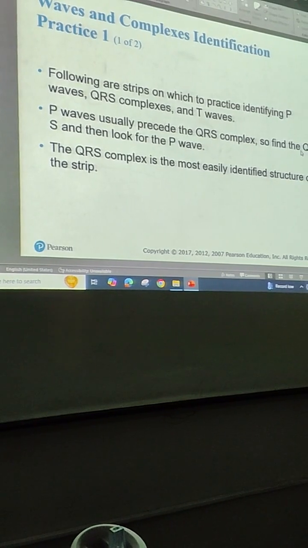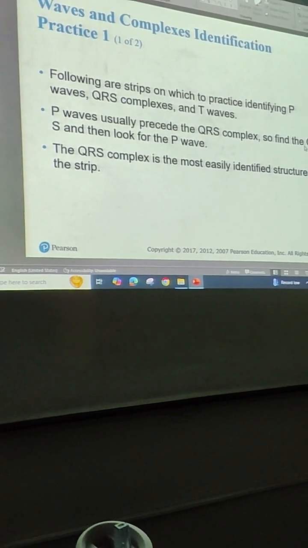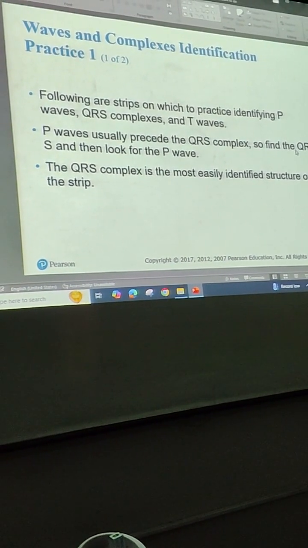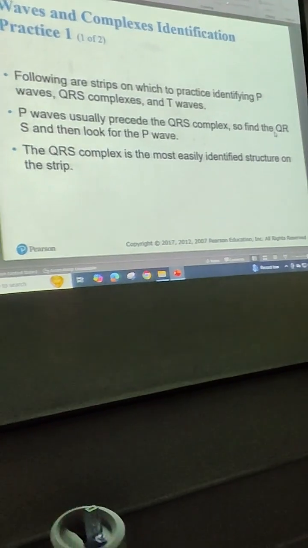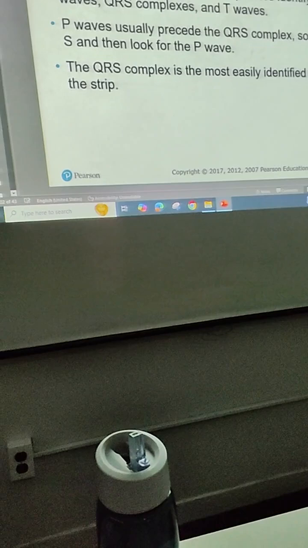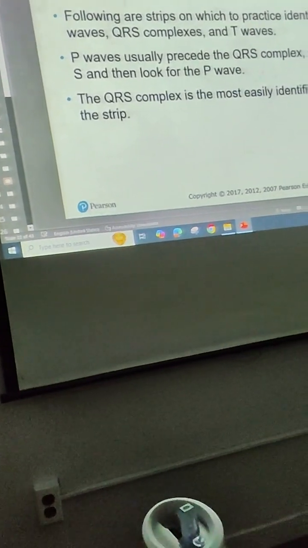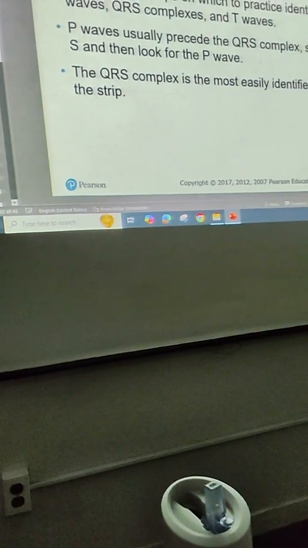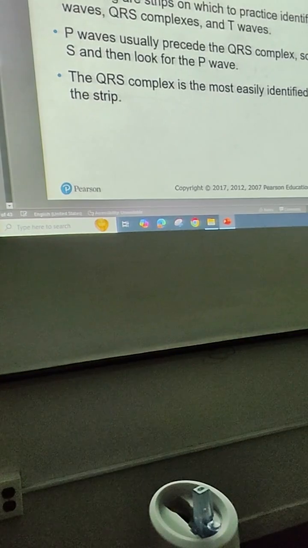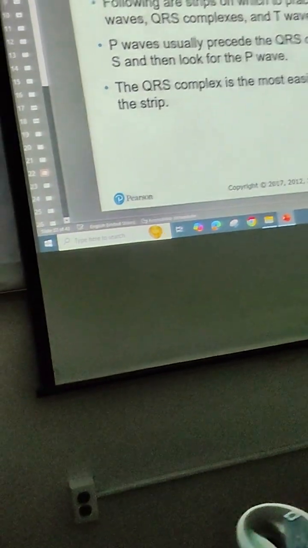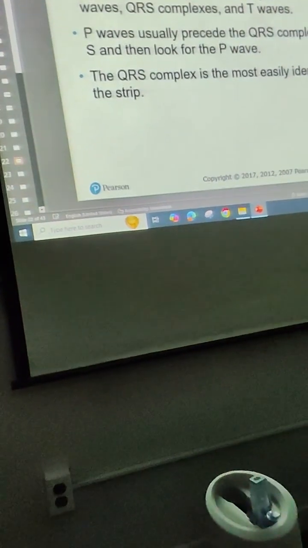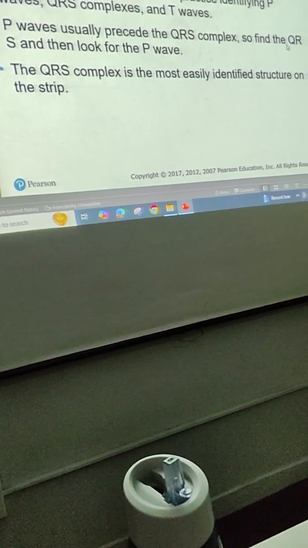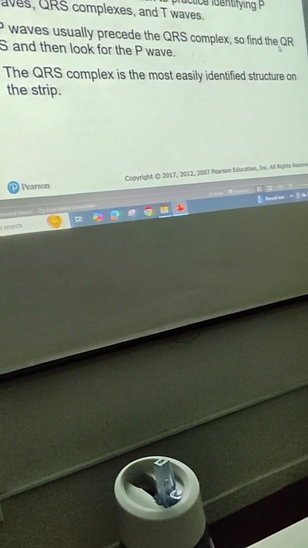Okay, so we are going to look at a couple of strips from an EKG to look for these waves. It says identifying the P waves, QRS complexes, and T waves. When we learn electrocardiography, what we do is check that all the components of an EKG are present in order for us to determine that this EKG is normal, that the patient is not having problems with their heart.